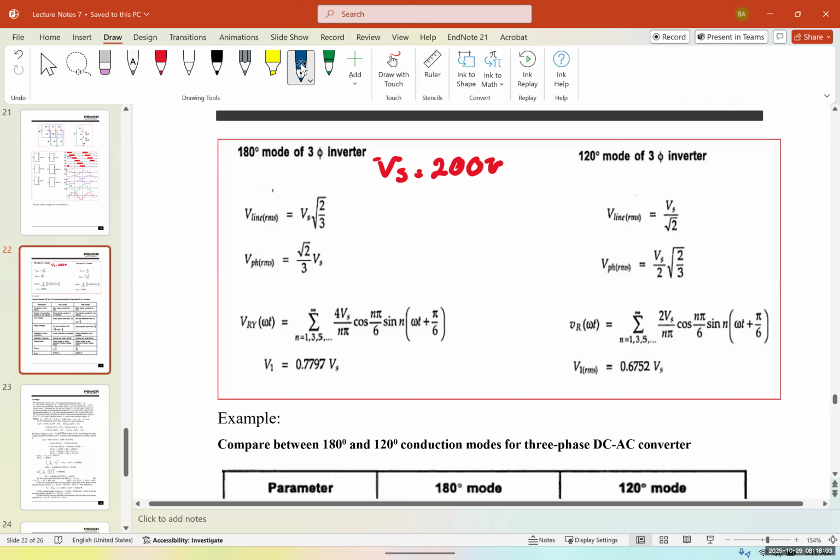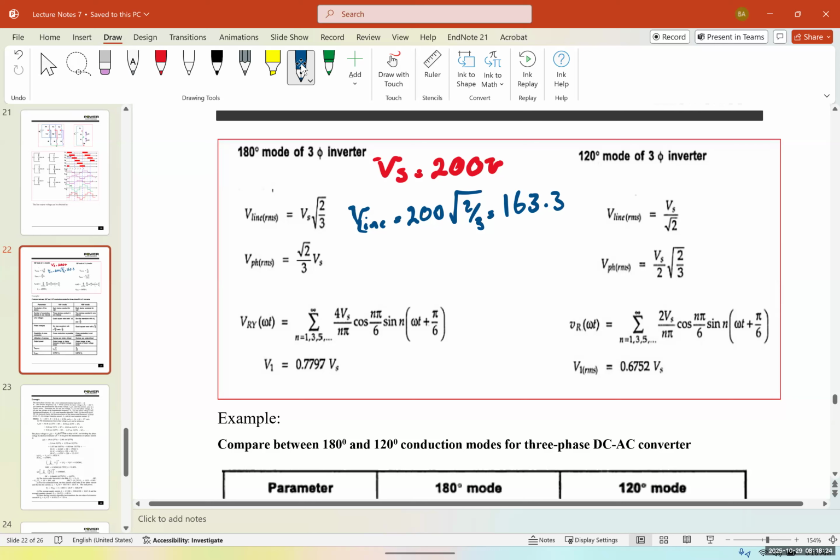Okay, did you get the results? So what is V line for the first one? V line for the first one is going to be 200 times square root of 2 over 3. It's going to be 163.3. Yes, same thing that I got.